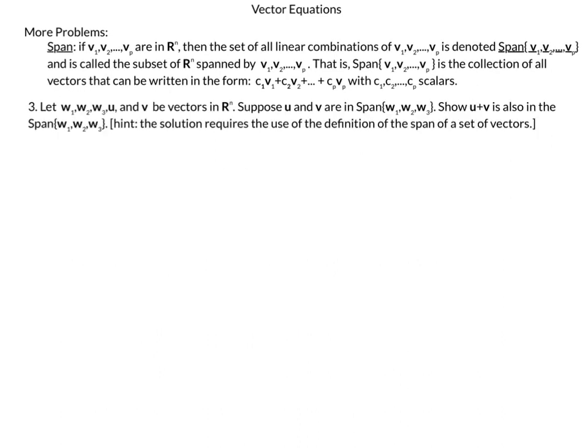And the last problem is: let W1, W2, W3, U, and V be vectors in Rn. Suppose that U and V are in the span of W1, W2, W3. So think about what that means. What's the definition of span, which I wrote up here. Show that U plus V is also in the span. And there's a hint: the solution requires the use of the definition of the span of a set of vectors.